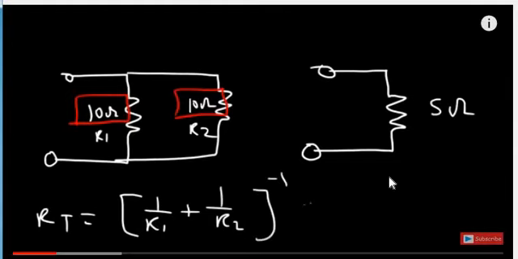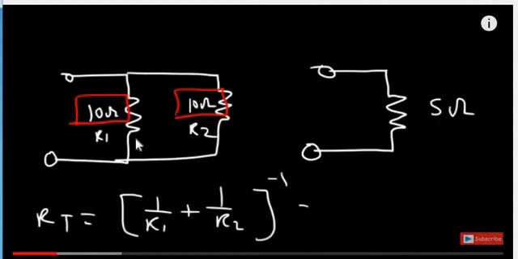But in this example you can see both the resistances R1 and R2 are 10 ohm. So 1 by 10 plus 1 by 10. Instead of writing 1 by R1, here I have taken the inverse. So 1 divided by 10 plus 1 divided by 10, inverse. What will be the answer? The answer will be 5.